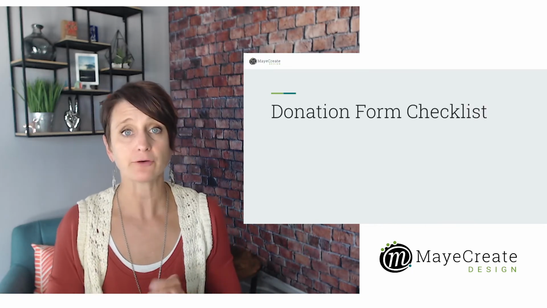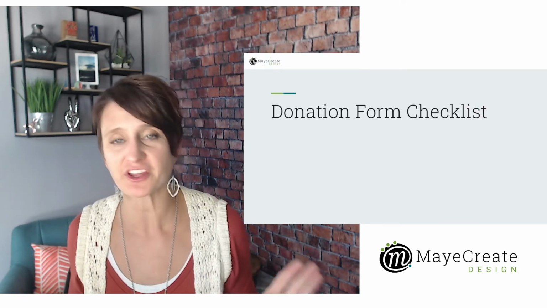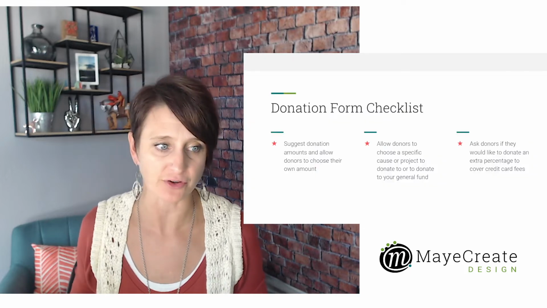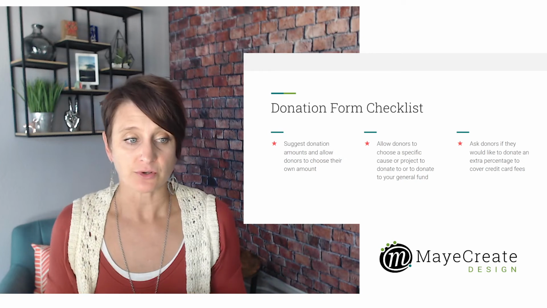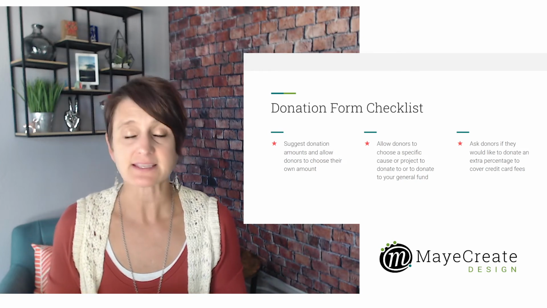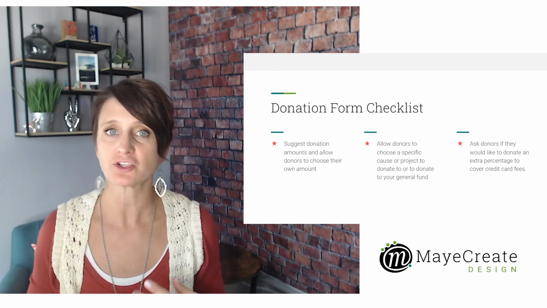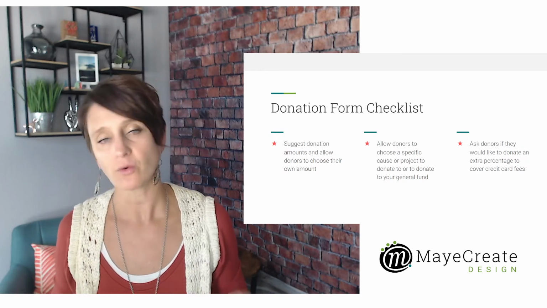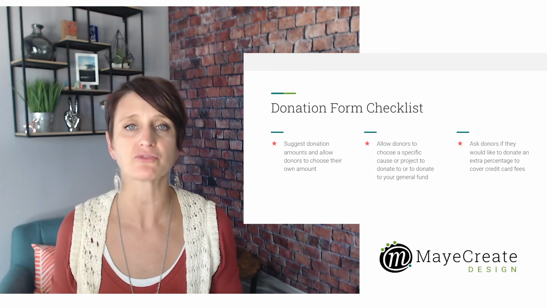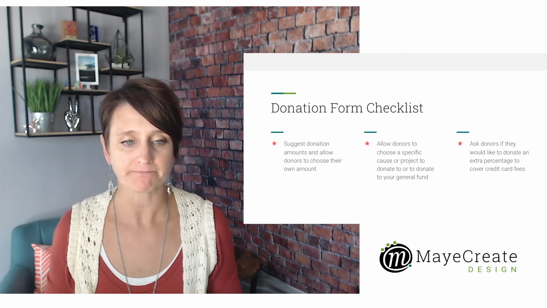Okay, now your donation form checklist. What are all the things that you need to make sure that you have in your donation form? Suggest donation amounts and allow donors to choose their own amount. That's like in the perfect world. In the perfect world, you'd be like, donate $50, $100, $300, or choose your own amount. It gives people the freedom to pick how much they donate.